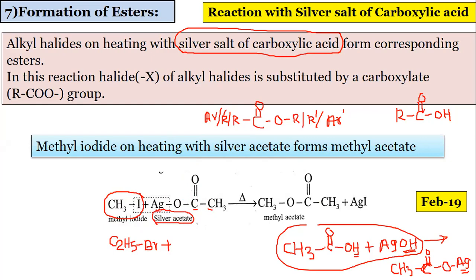So this CH3COO minus Ag plus, this is the nucleophile, it will attack, and this iodine will be combined with Ag. This is the byproduct, and this is the main product. Ester, see the group, OCO group.